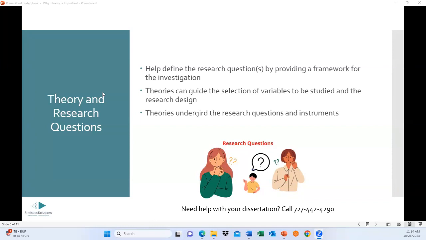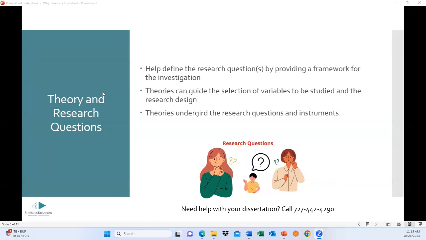A well-defined research question is crucial to the success of a dissertation. We know that, right? Because research questions are foundational. They're what's guiding your investigation. They're also what your study is based on. They're the cornerstone of the foundation of your study. But research questions are inevitably theoretically informed somewhere. And theory can help to define your research question by providing a framework and identifying the variables for your investigation.